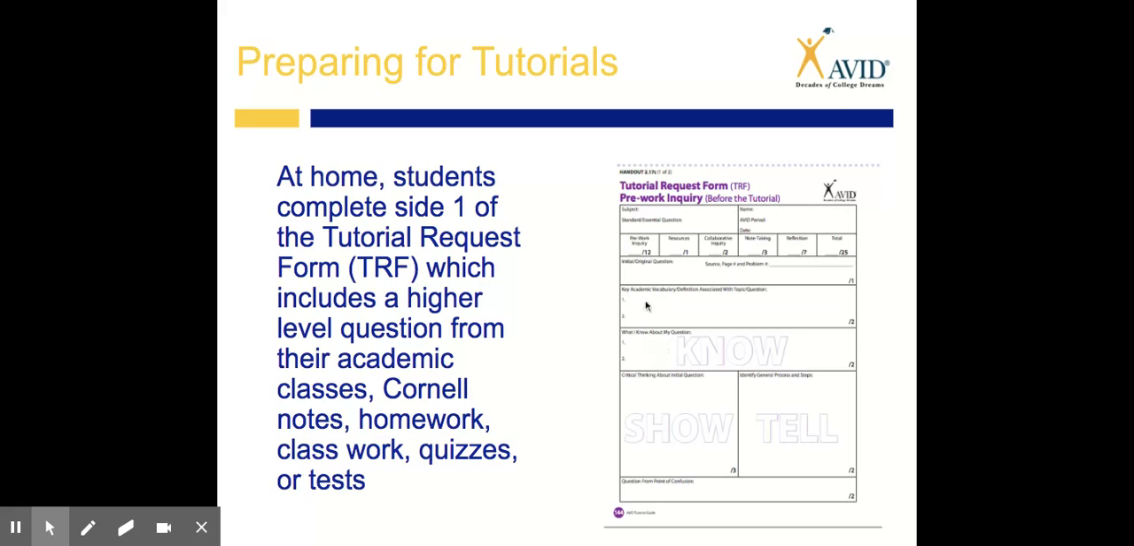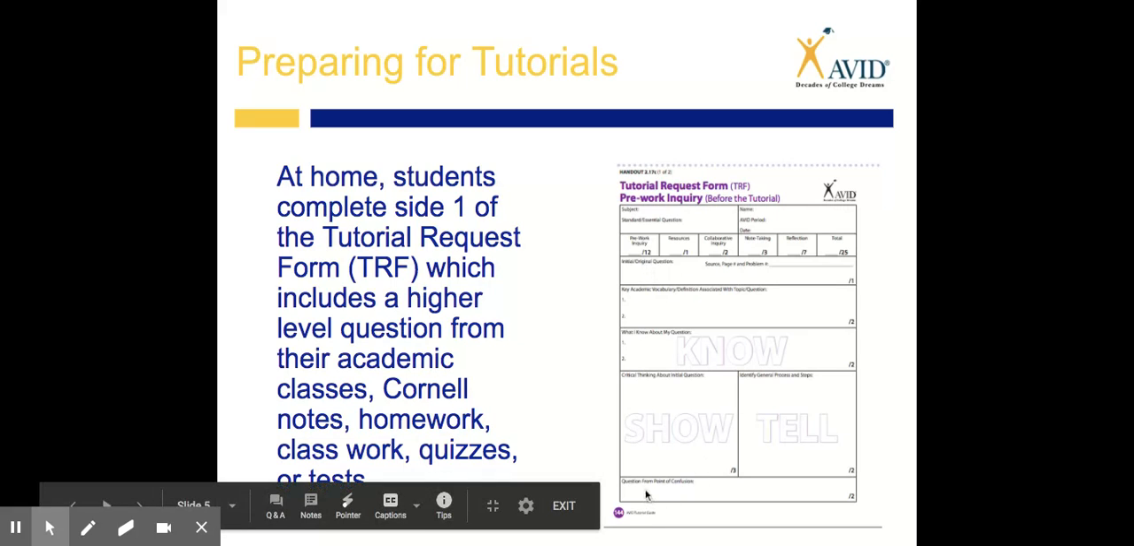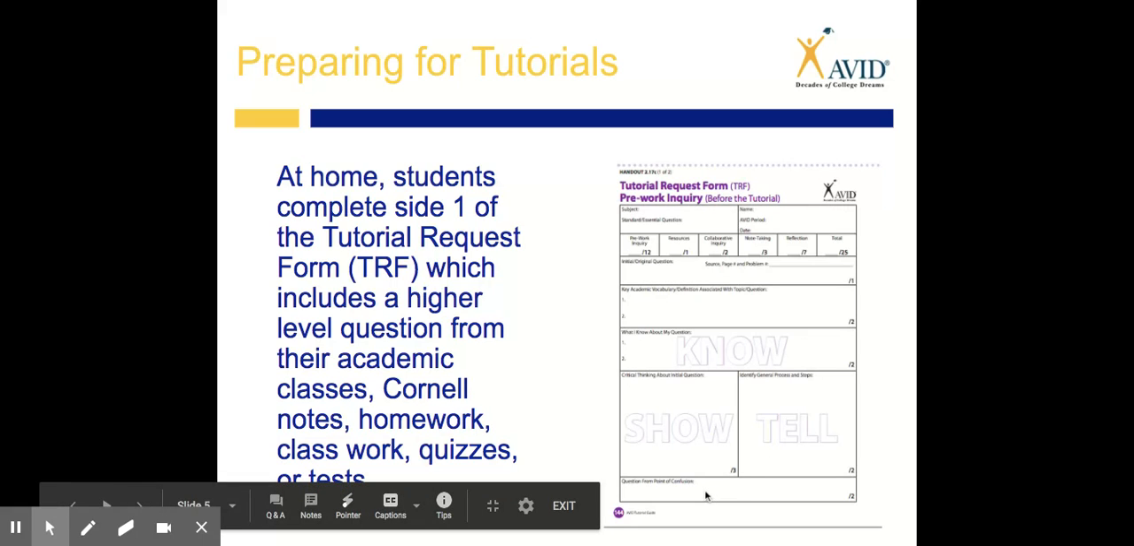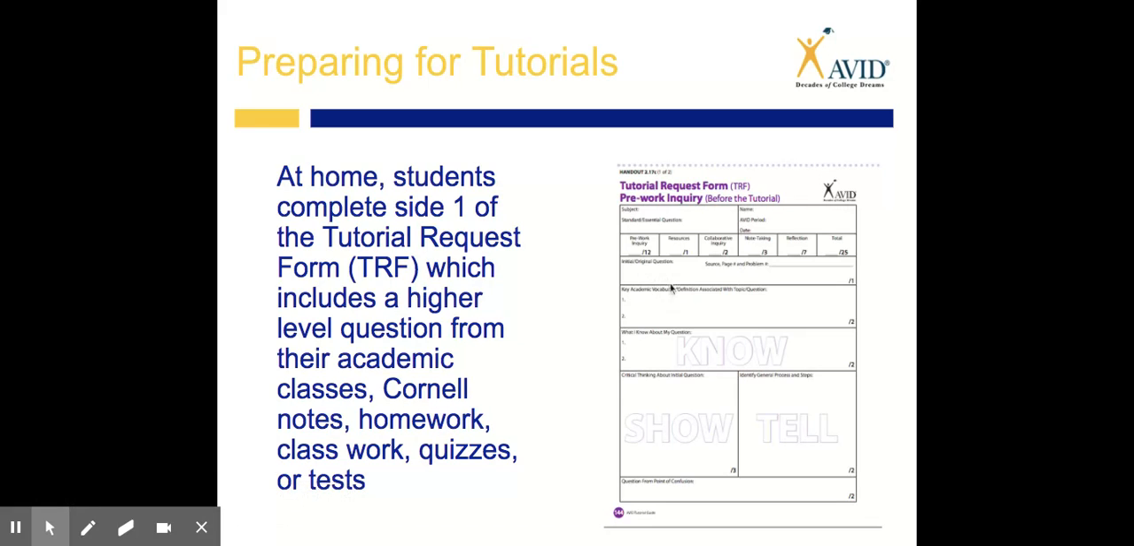Something very basic, okay? Because when we get down here for your question from your point of confusion, this should be a very detailed, more in-depth question that you have developed as you have gone through this key academic vocabulary page, your know, show, and tell boxes here. So basically, this is like the rough draft question, and then down here should be like your final, deeper question, which is called your point of confusion or your POC. All right. So this is your original question here, initial or original question.